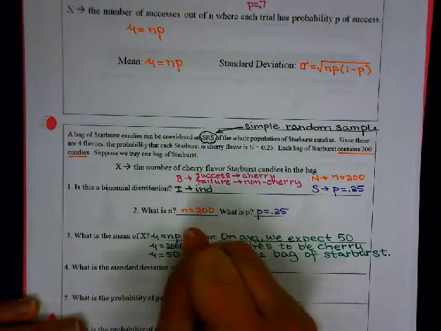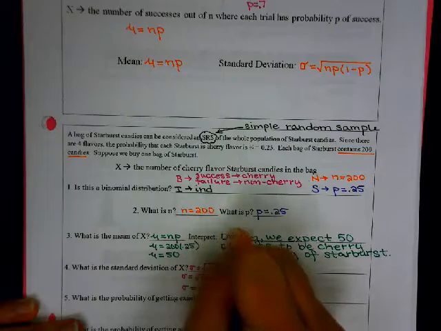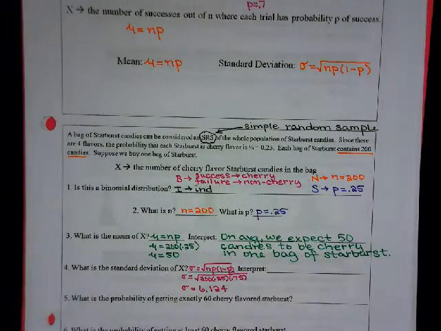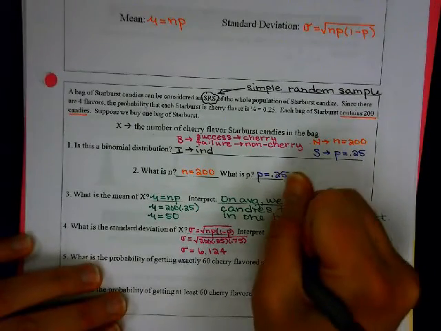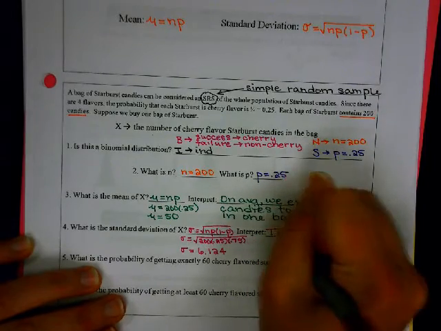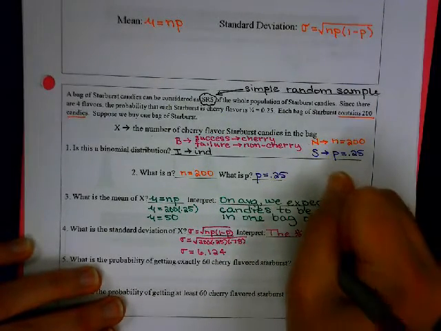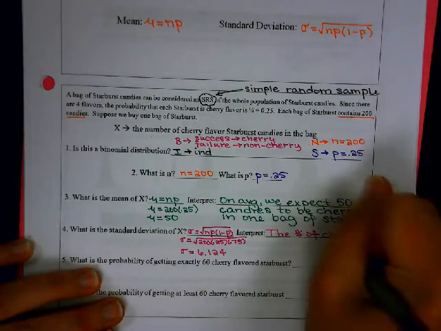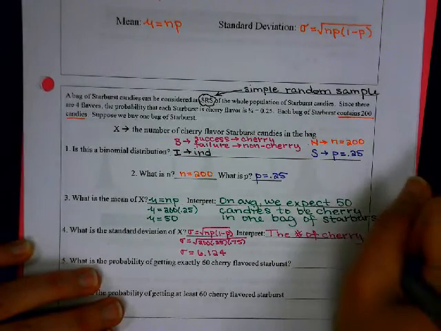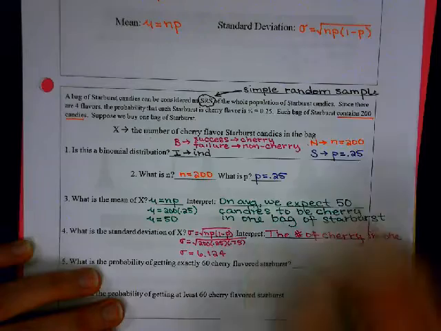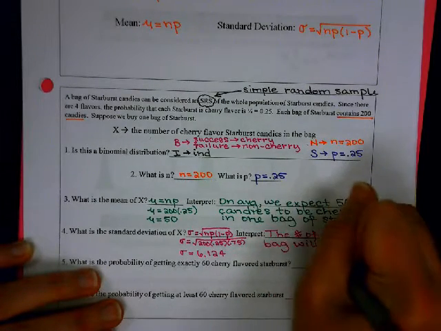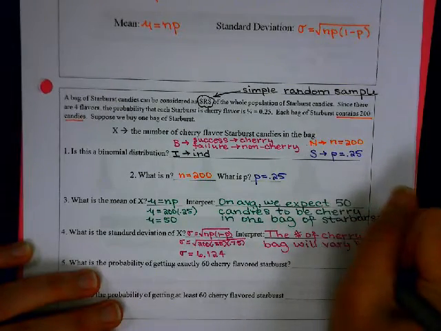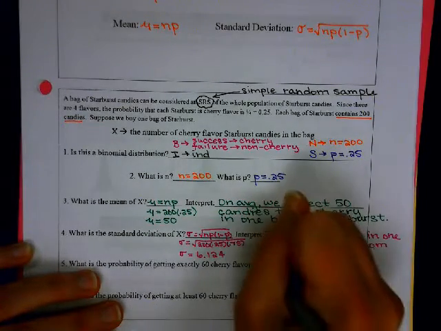Interpret that. Remember, standard deviation tells you how far away from the mean you are on average. So the number of cherry candies in one bag will vary from the mean by 6.124 pieces on average.